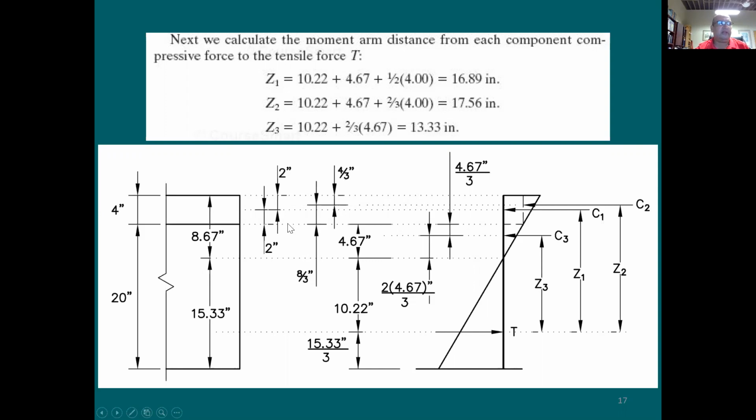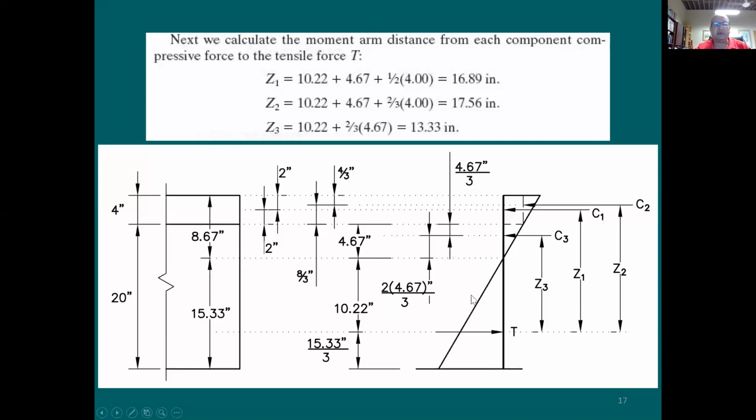2/3 of the 4 inch is going to be 8/3. That's why I have this 8/3 from here to there. For this triangle, for C3, it's going to be also at 1/3 of this base from the top. So it's going to be 4.67 divided by 3. This distance from here to there is 4.67. It's going to be 1/3 of it, and this is going to be 2/3 of it.